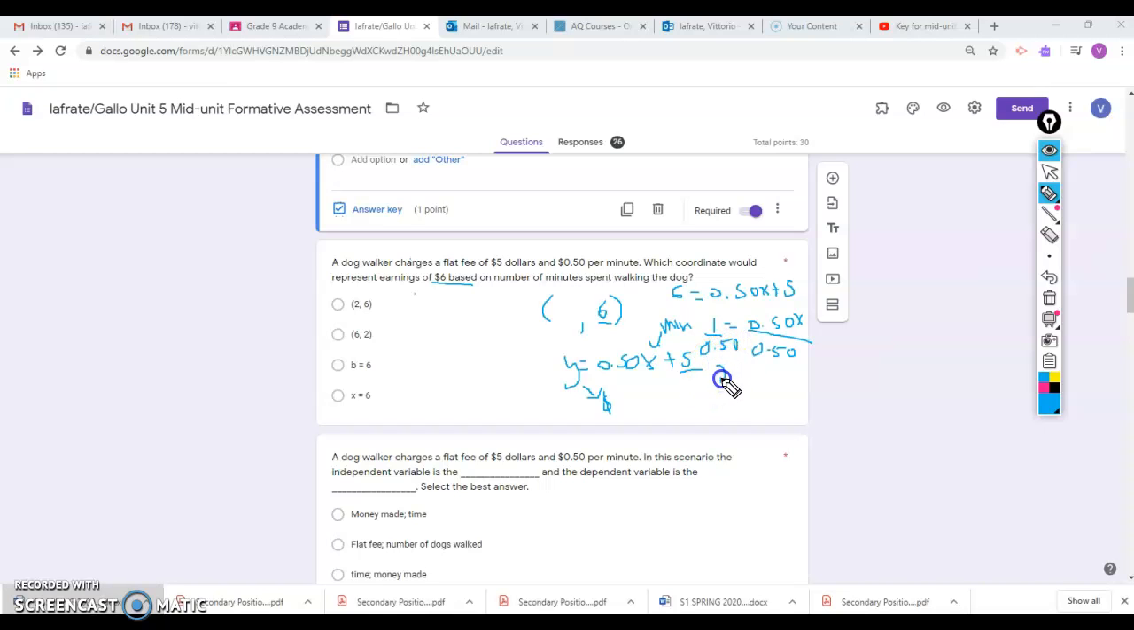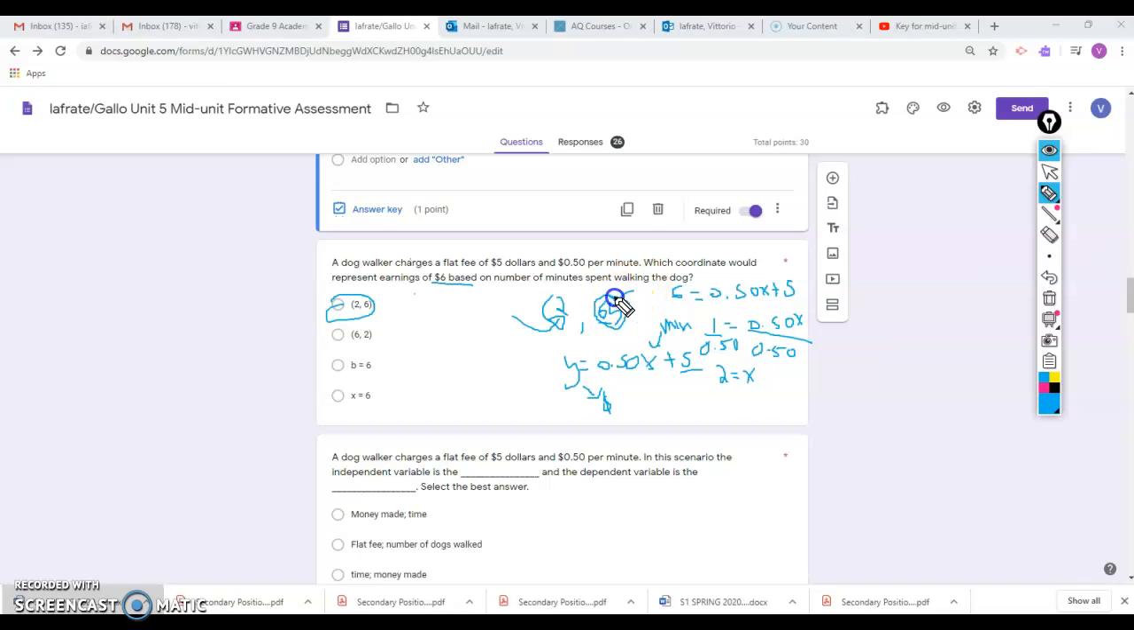And you would get x is equal to 2. So this would be your coordinate here: 2, 6. 6 is the cost, which represents our y. 2 is the number of minutes you walk the dog for, that represents your x. So after walking the dog for 2 minutes, you have $6 now.